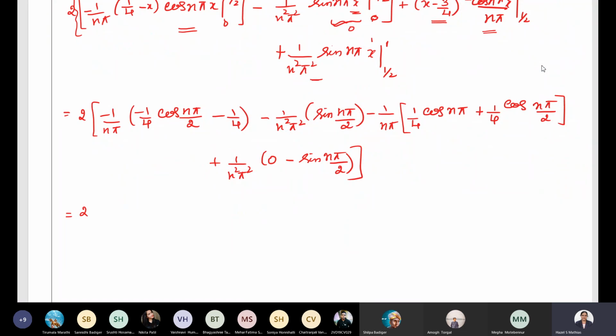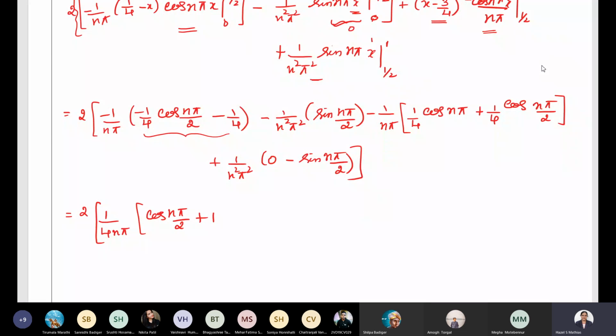Let's work out. So 2 into, what do we get over here? Any common term can you find? Here 4, correct? If you take minus 1 by 4 common, minus 1 by 4 into minus 1 by 5, it will become minus 4n pi. And we have cos n pi by 2 plus 1.